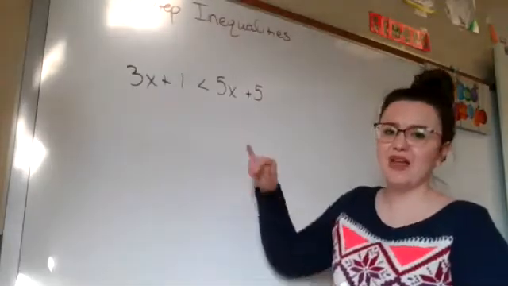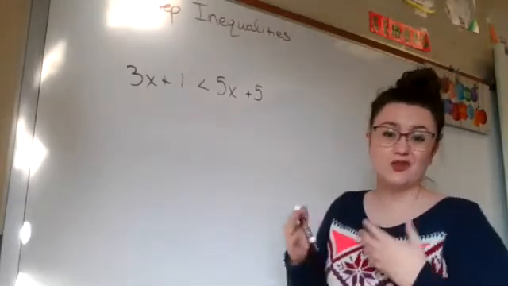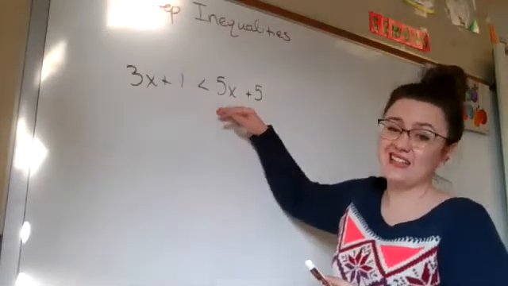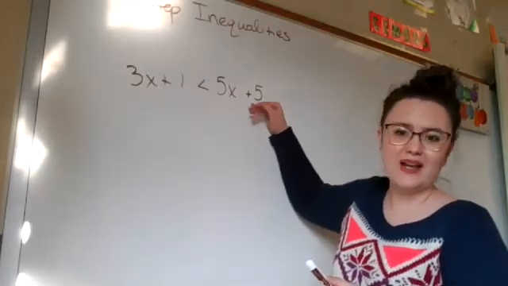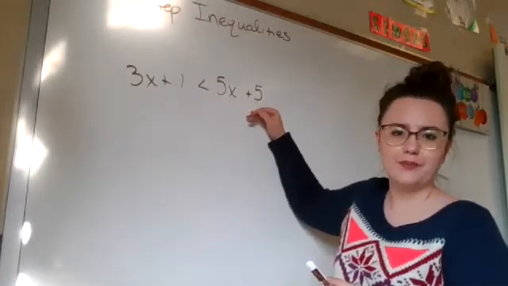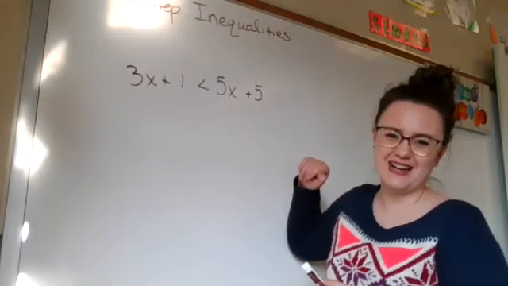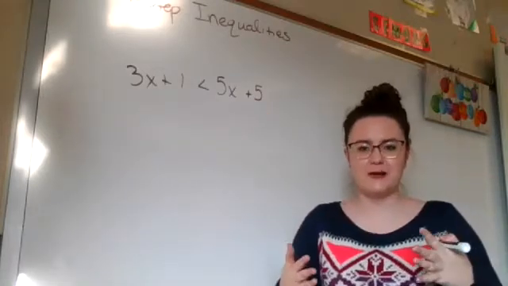On the right-hand side, I don't have parentheses, so there's no distribution. 5x plus 5, these are not like terms because they don't both have a variable. So there's nothing I can do over here to simplify this in any way. So I can't simplify it.